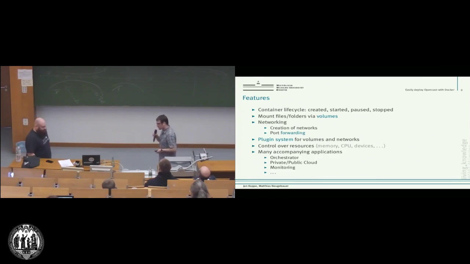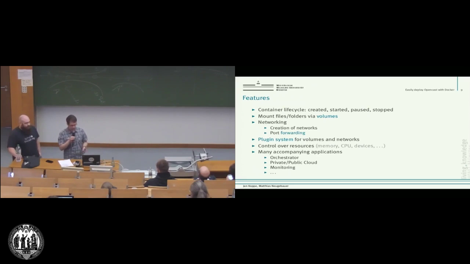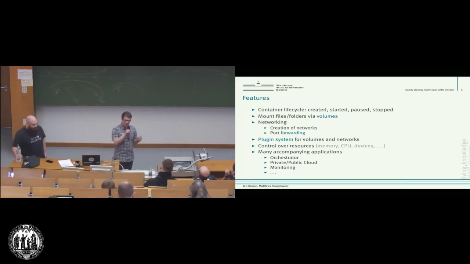Features of Docker. With Docker, you have already seen that you can create, start, stop containers, but you can also pause containers and later on start them. You have volumes. Here you can mount folders, for example configuration, from your host to your container. You have networking features like port forwarding to the host system. Docker has in the newer versions a plugin system. So if you want, you can actually use a Tor networking service and use that for networking.